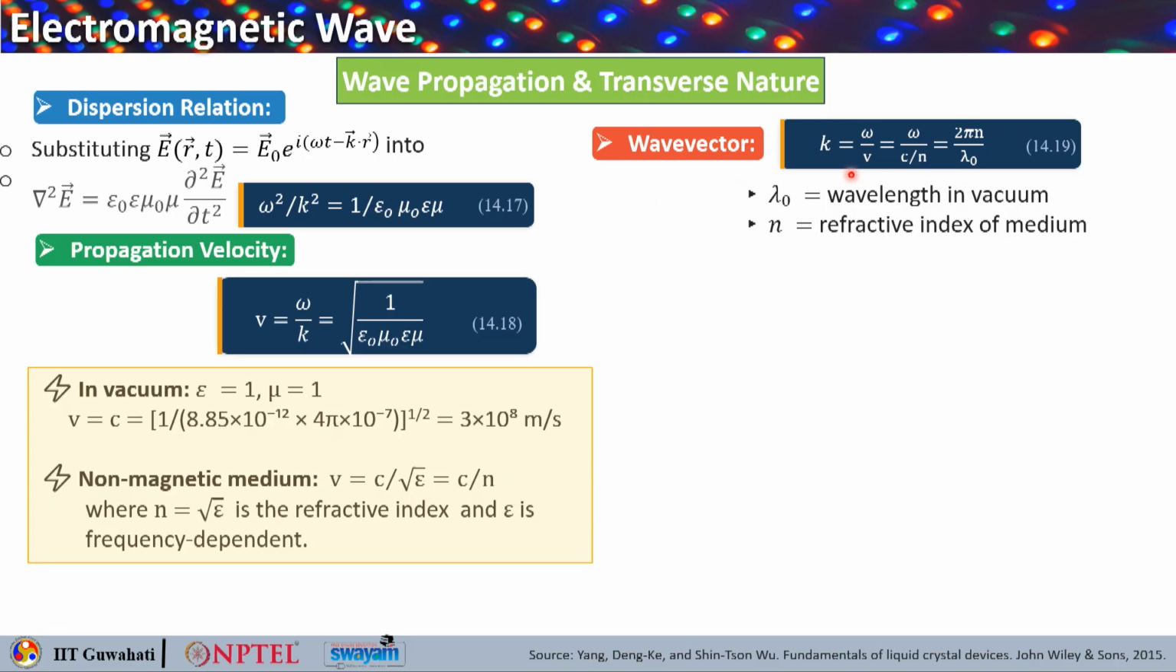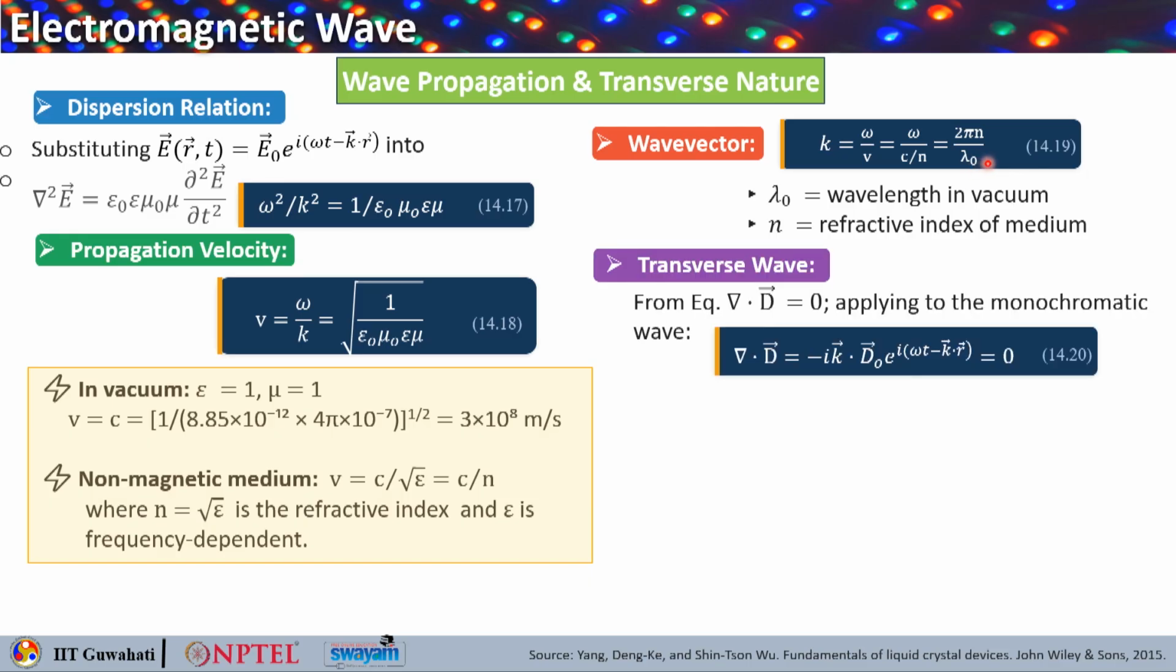Finally, you can also calculate the wave vector k, that is 2 pi by lambda. You can also write it as 2 pi n by lambda naught. If you want to see how it has come, you can get it from here: k is basically omega by v, and v you can write as c by n. So n goes up and you get this relationship. Lambda naught, remember, is the wavelength in vacuum, and n is the refractive index of the medium.